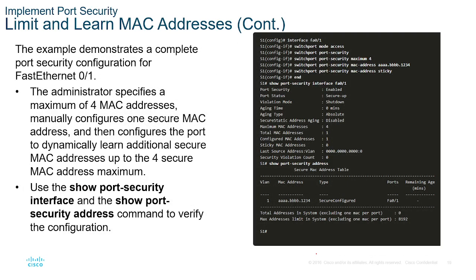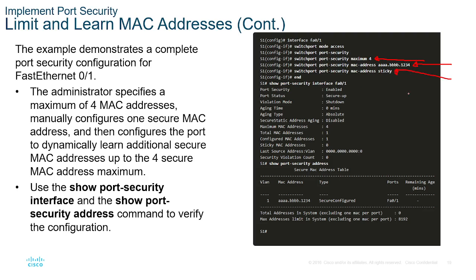So we have the limit and learn MAC addresses. Here we have an example. Switchport mode access, and then port security was enabled. Then the maximum MAC address is 4, and then this is the MAC address. It means it is manually configured, and then it is dynamically learned, and then sticky is applied.